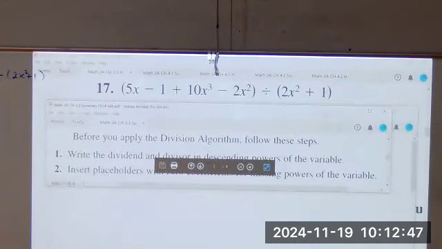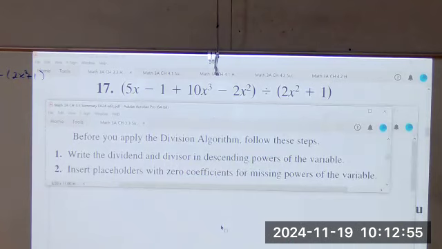Before you apply the division algorithm, this goes for what we're doing right now for long division. It will also go for what we need to finish up with synthetic division. The dividend and the divisor have to be in descending powers of the variable. They have to go from the biggest power to the smallest power. So we have to reorganize it if they're out of order. 17 is out of order. Also, you have to insert placeholders with zero coefficients if we have a missing power in the dividend and the divisor.